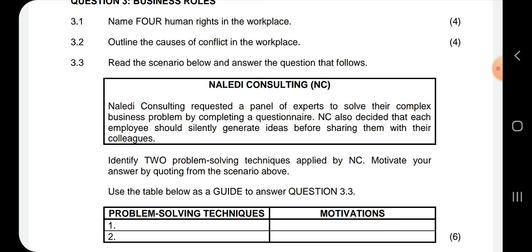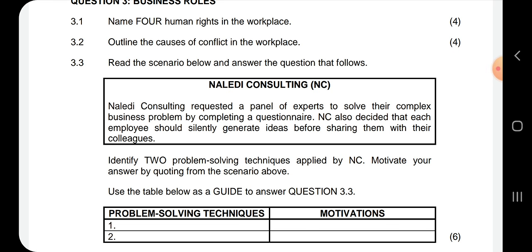3.1, name 4 human rights in the workplace. So name 4 of them. 3.2, outline the causes of conflict in the workplace. Conflict is where there can be a misunderstanding, or we're just not getting along. How do we address fights?